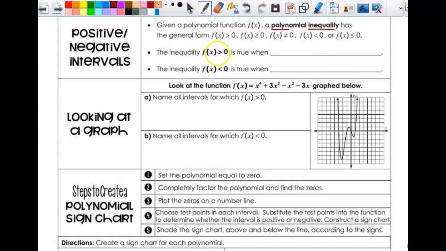So if f of x is greater than 0, that's true when f of x is positive, because that's greater than 0, right? What does f of x represent? Y. So what that's saying is when your y values are positive, just remember f of x is your y values. Then if f of x is less than 0, that's when f of x is negative. That should be a no-brainer for you, I hope.